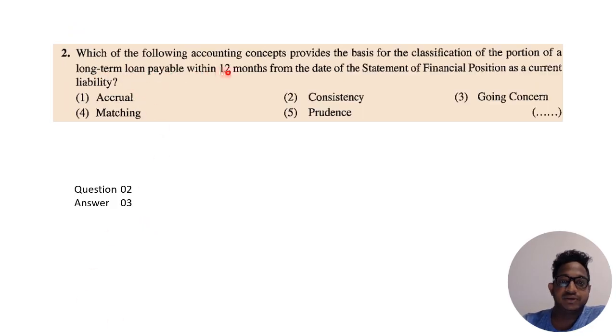Second one: which of the following accounting concepts provides the basis for the classification of the portion of a long-term loan payable within 12 months from the date of the statement of financial position as current liabilities? The concept that is the basis for classifying assets and liabilities into current and non-current is the going concern concept. So the answer should be the third answer.